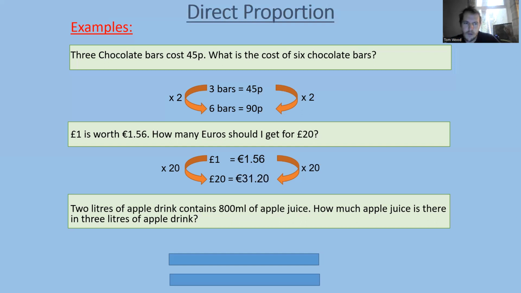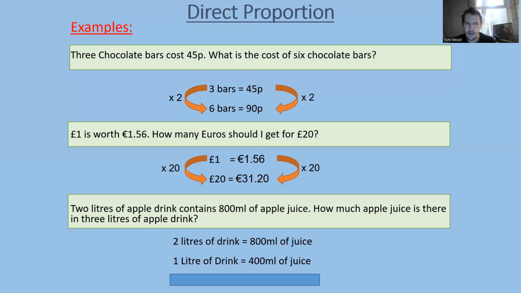So in this case, if 2 litres of apple drink contains 800 millilitres of juice, how much juice is there in 3 litres? Again, I write down what I know: 2 litres are 800 millilitres. Now, to make this easier, if I want to get to 3, I'm not entirely sure how to do that straight away. So let's just find 1. If I divide this by 2, I end up with 1 litre of drink is equal to 400 millilitres of juice. Okay, that's fantastic.